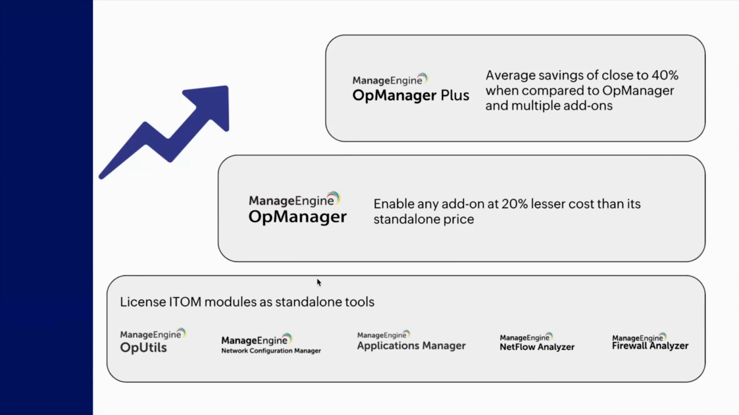So you'll be able to perform advanced IT operations management, full stack observability, and everything from a single interface. And we've calculated the average savings to be close to 40% when compared to implementing them separately with OpManager as add-ons or downloading and installing them as separate products. So these are 3 ways where, based on your requirements, you can enable these advanced ITOM modules that we're going to discuss in this part of the free training series.